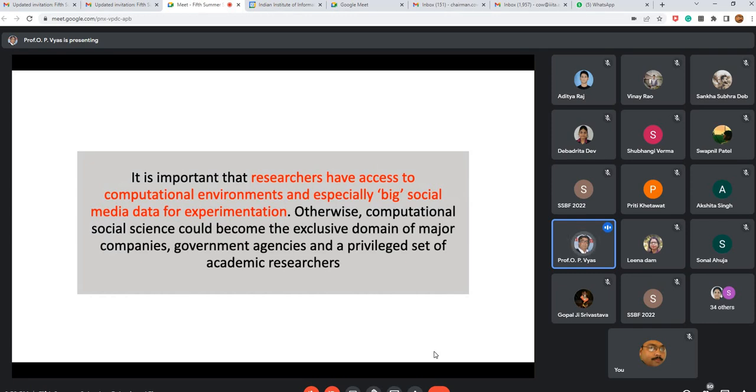Otherwise, computational social science could become the exclusive domain of major companies, government agencies, and a privileged set of academic researchers. Almost every company is playing foul tricks and not allowing you real online and current data. Rather, they give you old, selected data, not very clearly usable data. And that is a very big question in front of all of us doing analytics research.